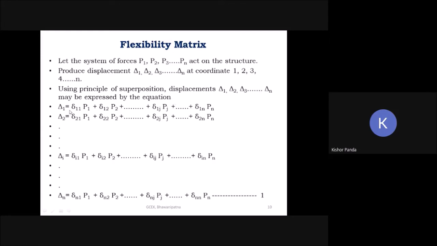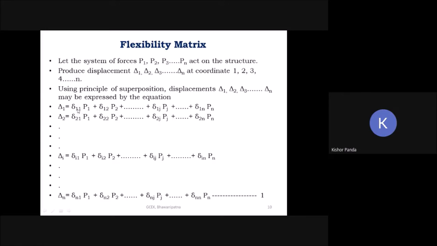So delta 1 you can find out by using the principle of superposition: delta 1 is equal to del 11 P1 plus del 12 P2 plus del 1j Pj plus del 1n Pn. Similarly, delta 2 is equal to del 21 P1 plus del 22 P2 plus del 2j Pj plus del 2n Pn. Similarly, the displacement at the nth coordinate, delta n, is equal to del n1 P1 plus del n2 P2 plus del nj Pj plus del nn Pn. In the case of flexibility, the displacement required at coordinate 1 is due to unit force at coordinate 1.